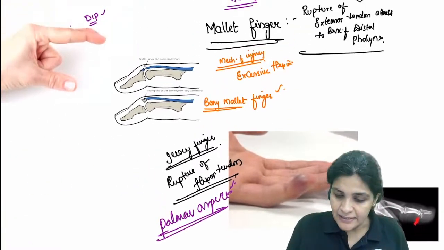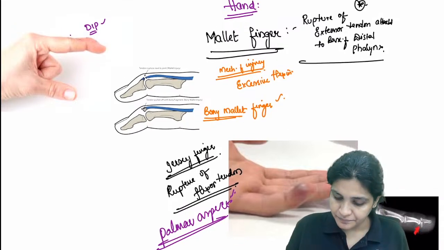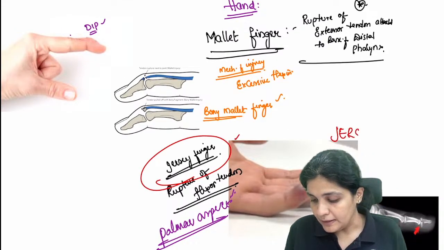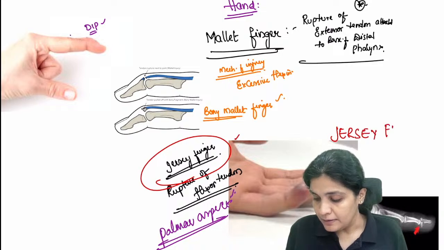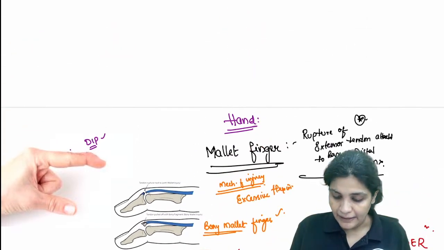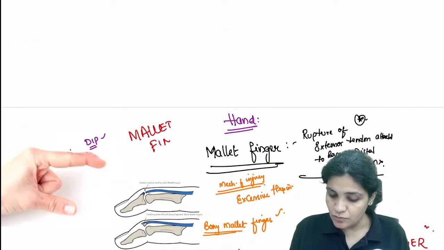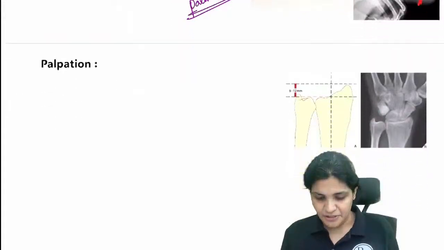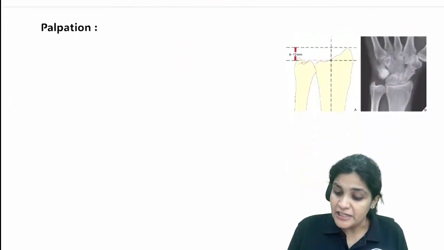So this is called the jersey finger. So the flexors are involved in jersey, the extensors are involved in the mallet, right? So these are the two important inspectory findings which you have to remember, or spotters in case, and especially in the hand. Now we finished the inspectory findings.